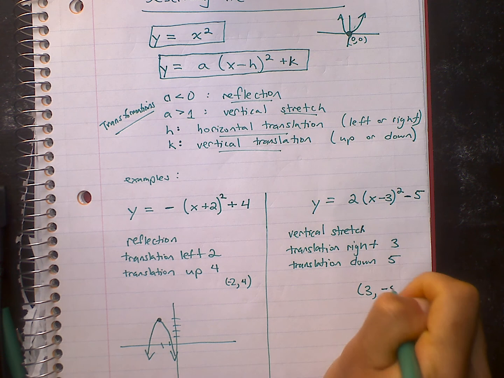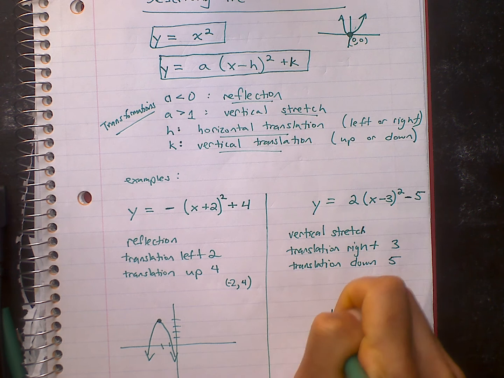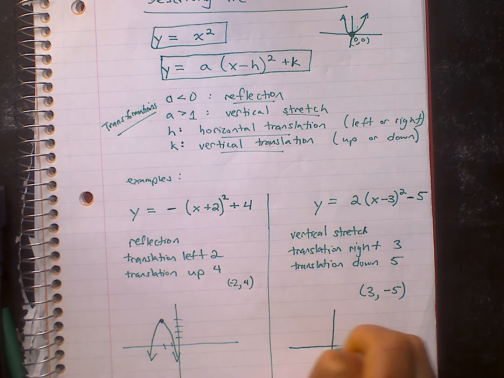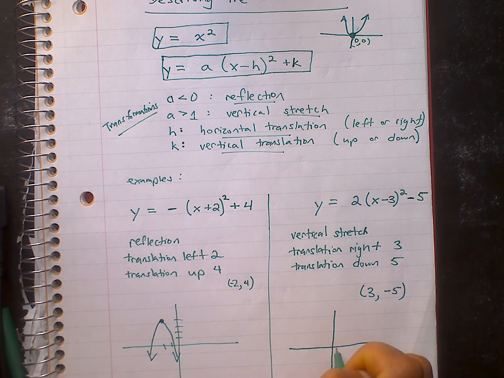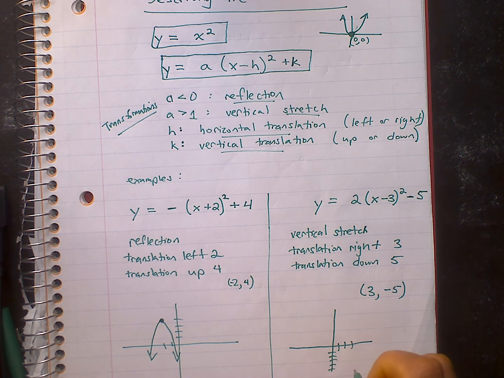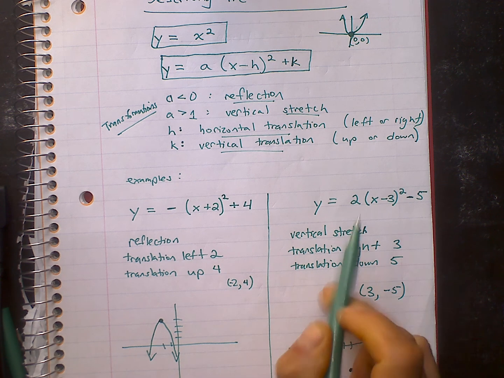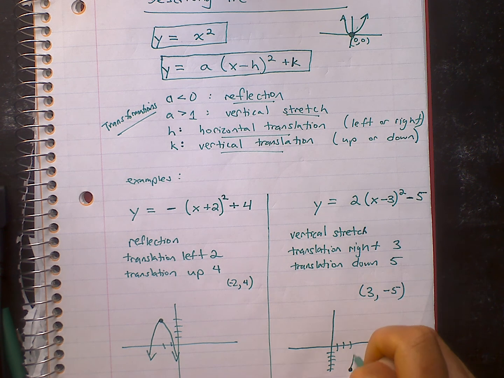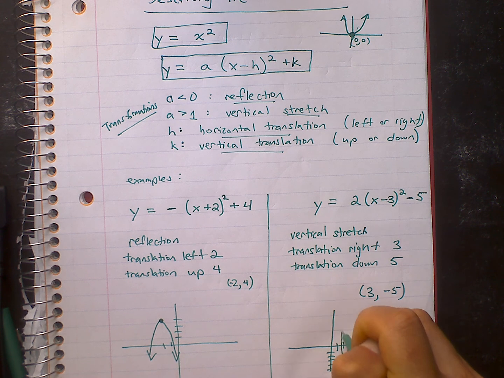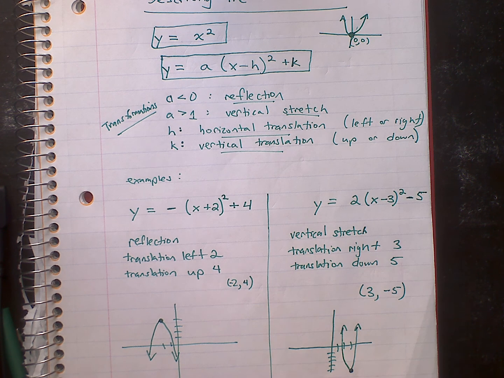Okay. So we're just getting used to the vocabulary of what is happening to the original graph. We're still locating the vertex. The vertex was translated 3 to the right, down 5. And this parabola is still opening up, but because there's a vertical stretch, it's going to actually appear to be taller, a little more narrow than the original parabola was drawn.